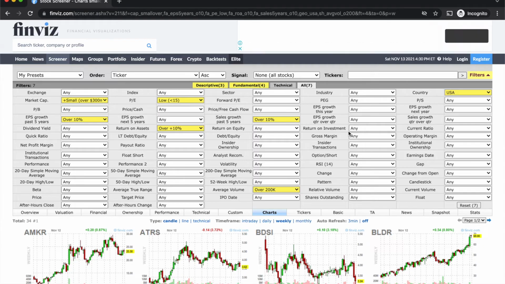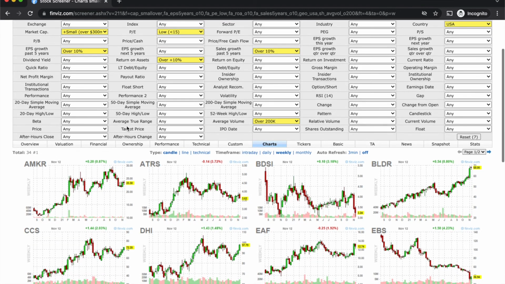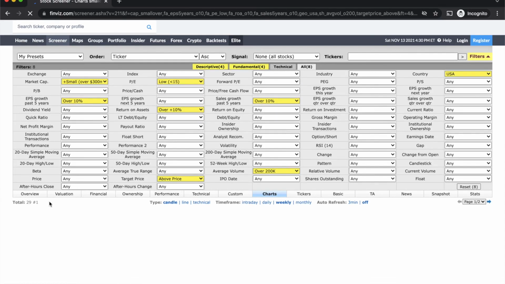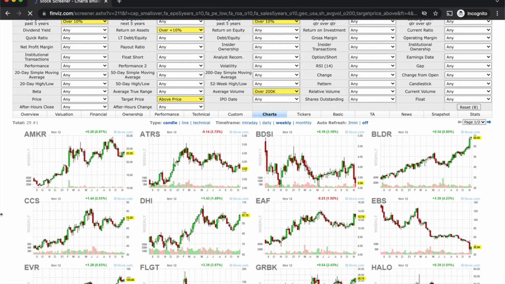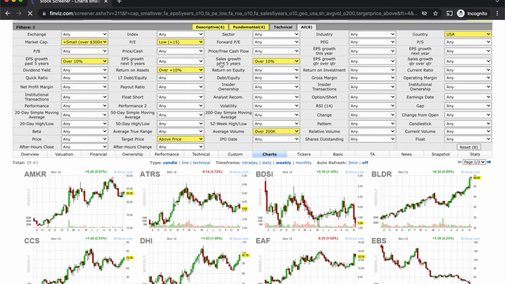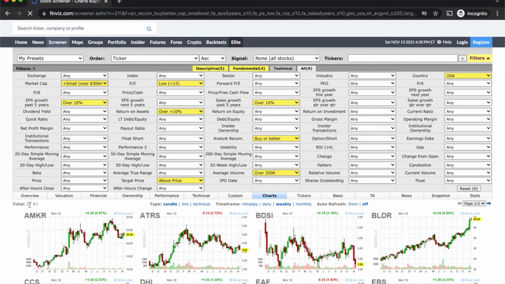So this is the overall screener, and one thing let's do here is that I am going to select this target price as above price. So now from 34 we have 29 stocks being listed here. So this is what we have come up with based on our screener. And if you look at analyst recommendations, right, buy or better, if I select this, let's see how much this reduces by. So only two stocks are going off, right?